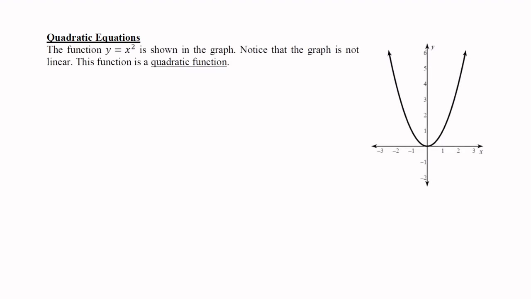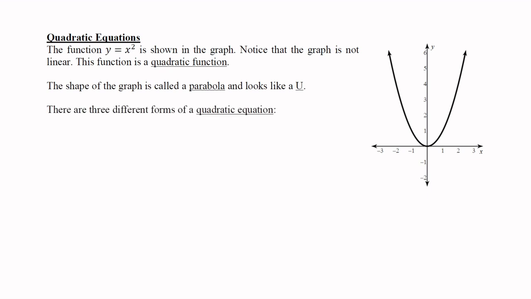The function y equals x squared is shown here in the graph. Notice that the graph is not linear. This function is a quadratic function. The shape of a graph is called a parabola and looks like a U. There are three different types of quadratic equations.